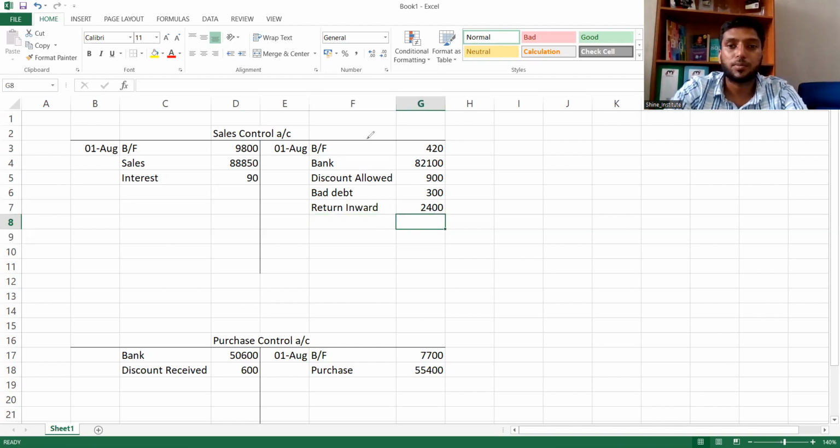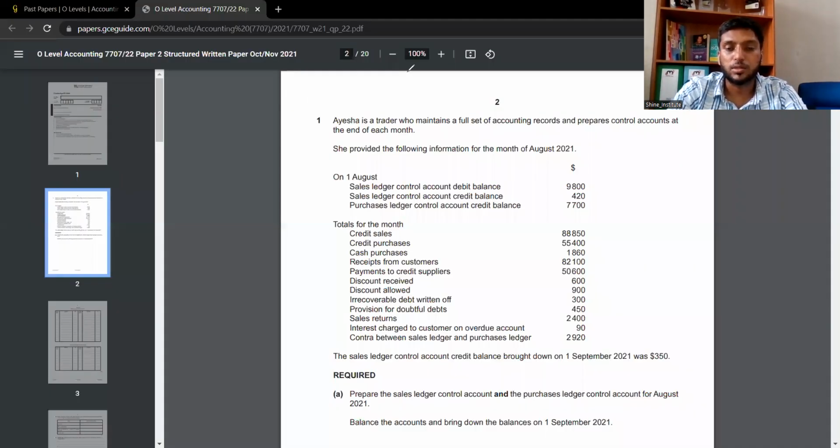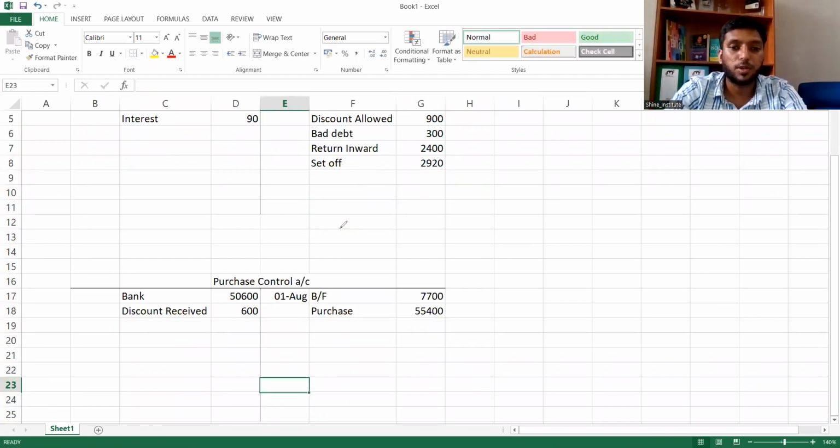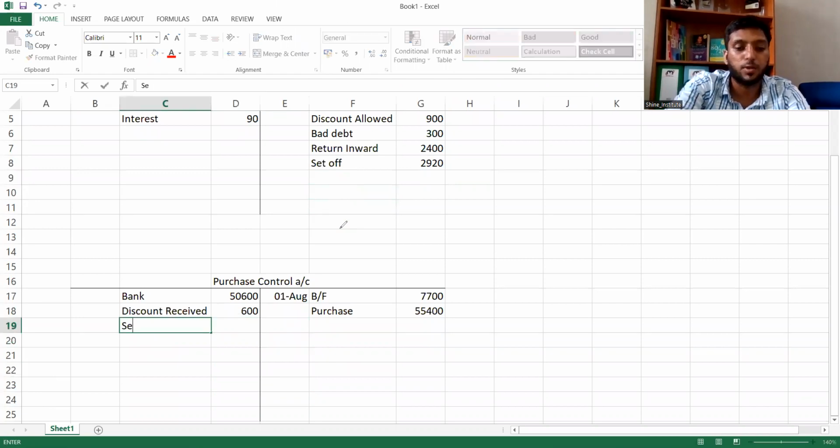So I'm going to write here the amount which we have, 2,920. I'm going to record that, 2,920, and here I'll write set off. Credit side on the sales control account, because the value is going down. When you set off, your value should go down, and then 2,920.